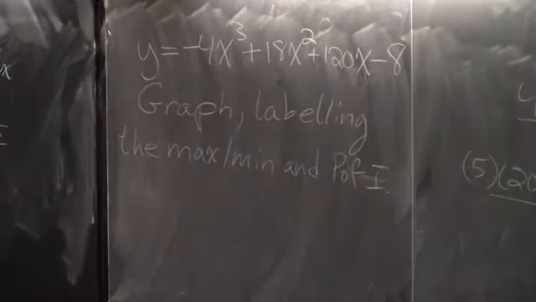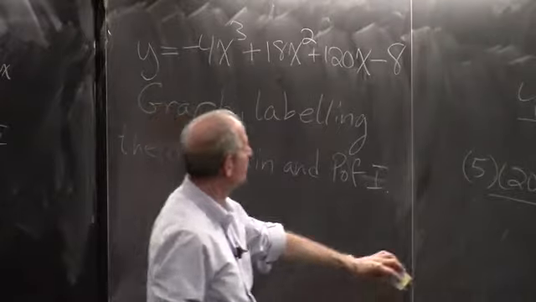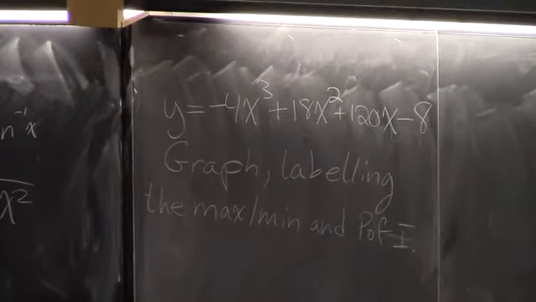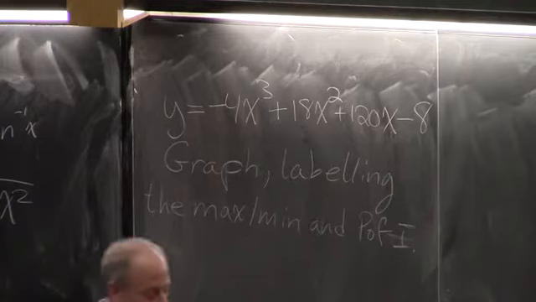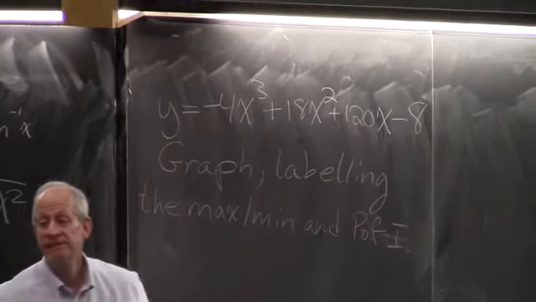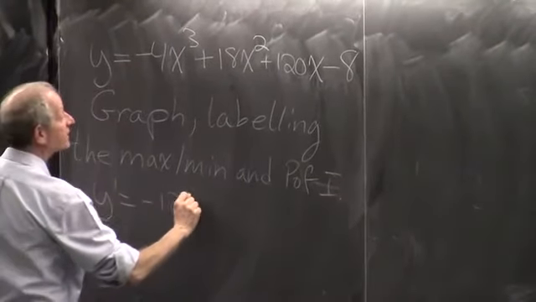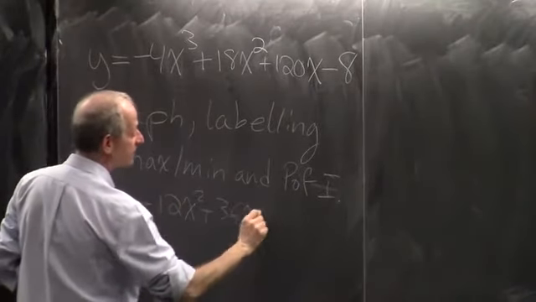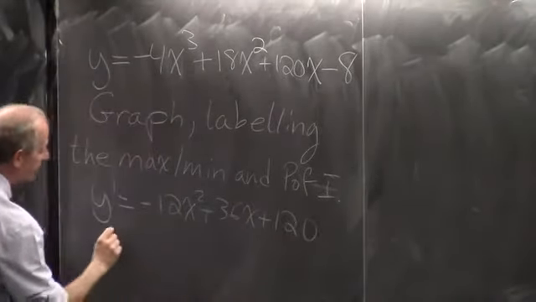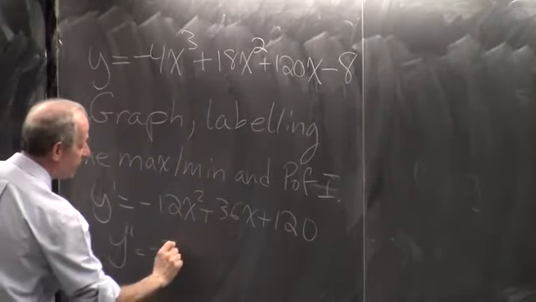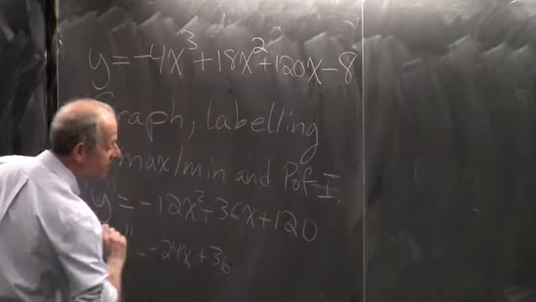On part 2 of the final, you might be expected to graph a function. So why don't we see if you can graph that? All right, I've had enough of this one. You ready? So when you want to do graphs, you need to do two things. You need the first derivative and the second derivative. The first derivative, y prime, is negative 12x squared plus 36x plus 120. And the second derivative is negative 24x plus 36.